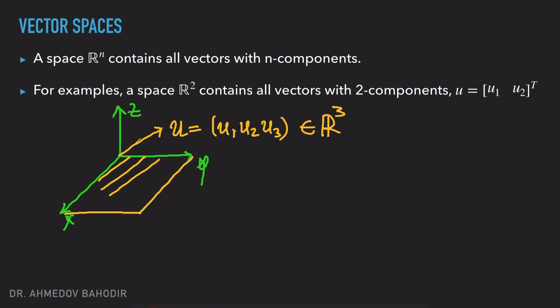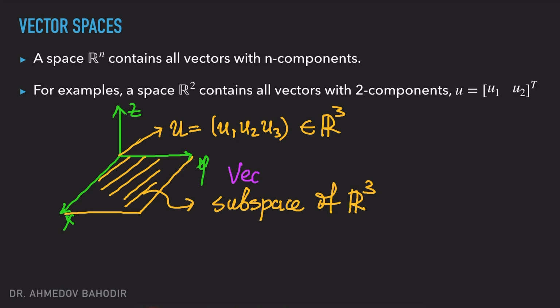So let's say this plane. Any plane which contains the 3D vectors, or the vectors with three components, is going to be a subset of R3, because it is some piece of R3. And we would like to understand whether this subset is a vector subspace or not.